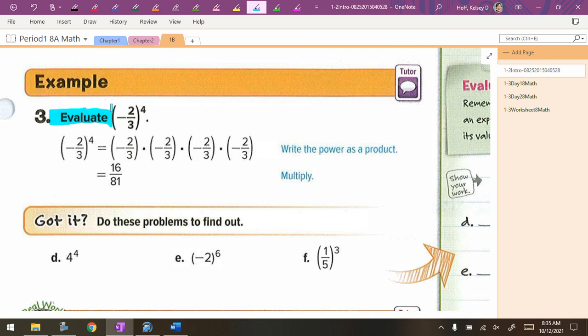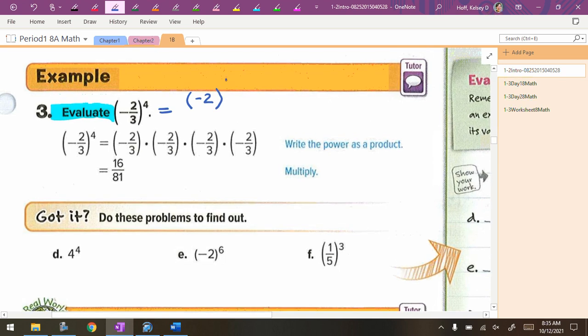Agreed? Okay, so when you have a fraction with that exponent, that exponent has to go with the top number and the bottom number. Now, Ms. Hoff is going to steal the negative here in a minute. I'm going to steal it with the 2. So negative 2 is going to get the fourth power, and 3 is going to get the fourth power. Everybody see what I just did there? That fourth power on the outside has to go to the top number and the bottom number.